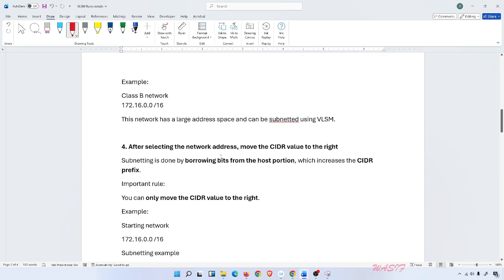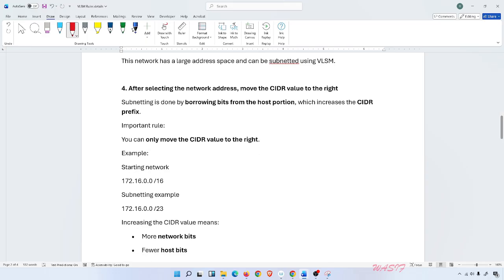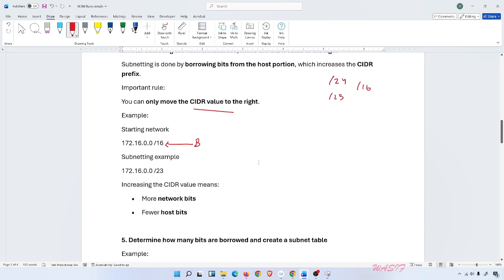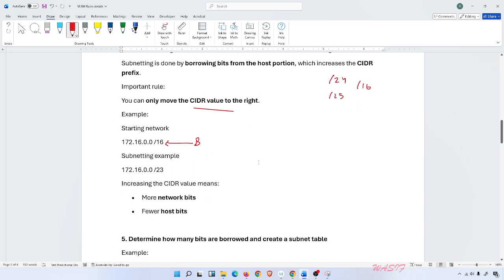Now, after selecting the network address, move the CIDR value to the right. Look at this very carefully. We know /24 is a CIDR, /25 is a CIDR, /16, these are CIDRs. You can move the CIDR value to the right. So if you start with class B, let's say this is the default for class B. And for 500 hosts, how many IP addresses do you need?